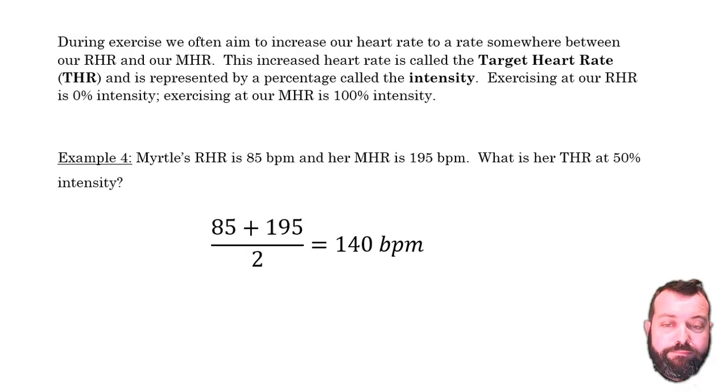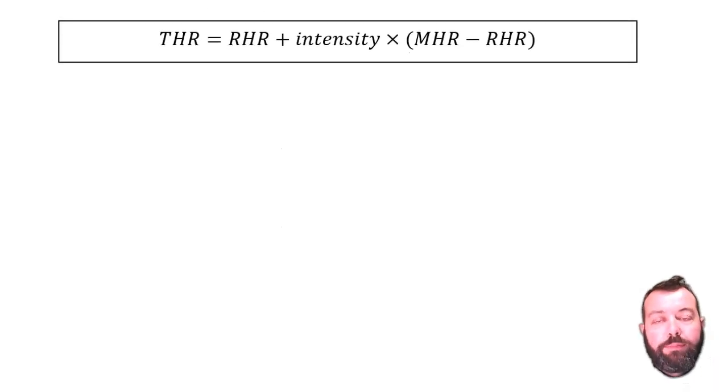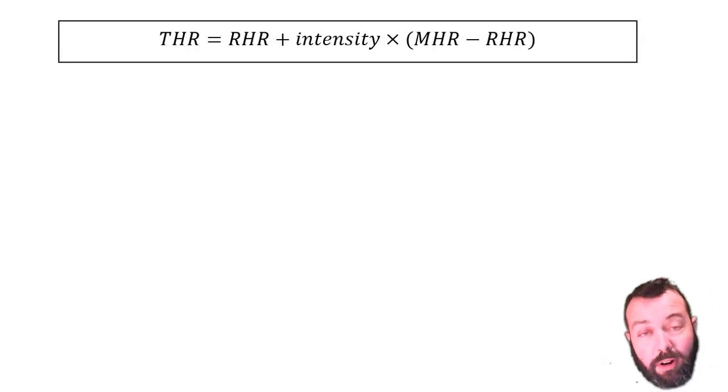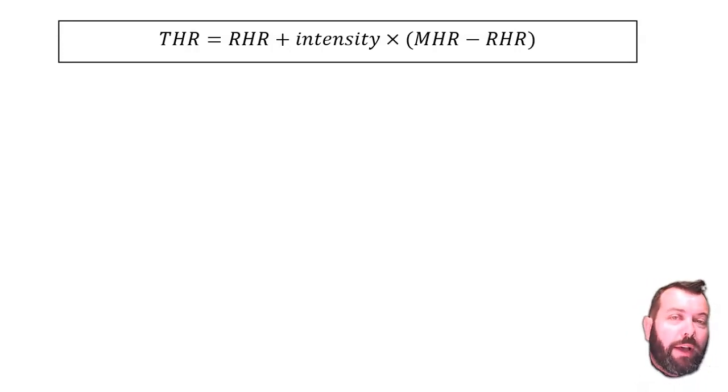Now that's all well and good if we are talking about 50% intensity, or for that matter 0 or 100. We've got those sorted so far, but what if we're talking about something else like, I don't know, 65% or something? Well, I have a formula here for you. The target heart rate is your resting heart rate plus the difference between the maximum and resting heart rates multiplied by the intensity. Remember, that's a percentage, so we're going to put that over 100 probably.